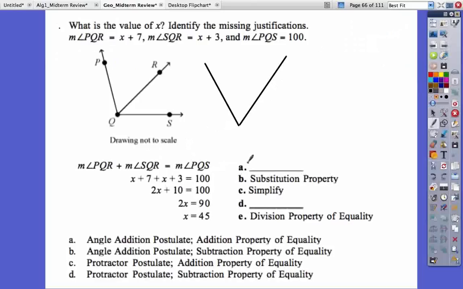We're finding the missing reasons. This is angle addition postulate. I can get rid of C and D. And then I had to subtract both sides by 10 to get to this step here. That's subtraction property. B is my correct answer.